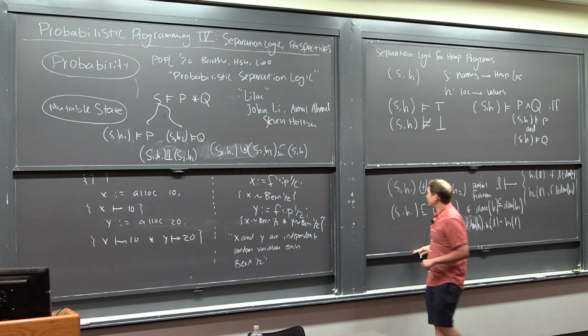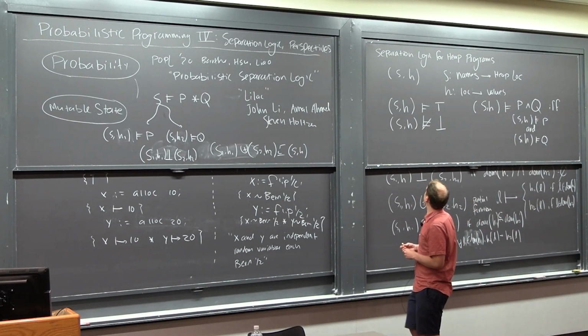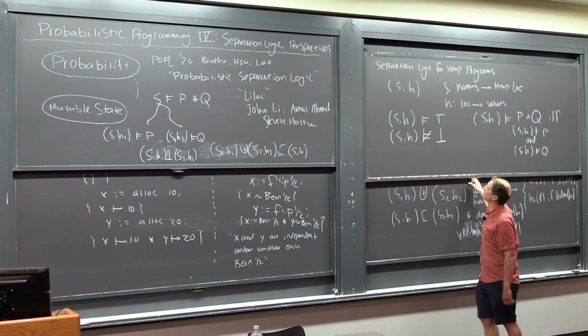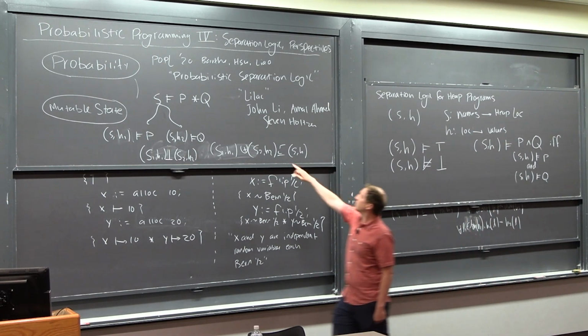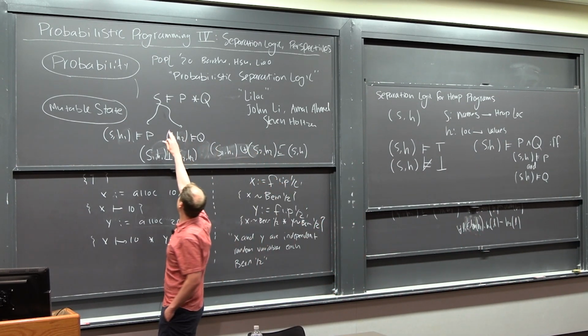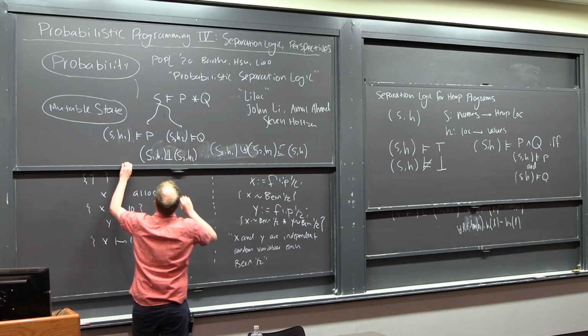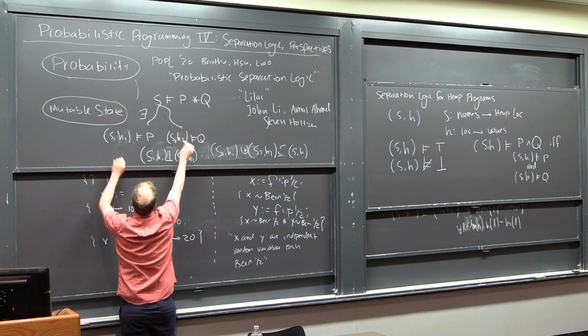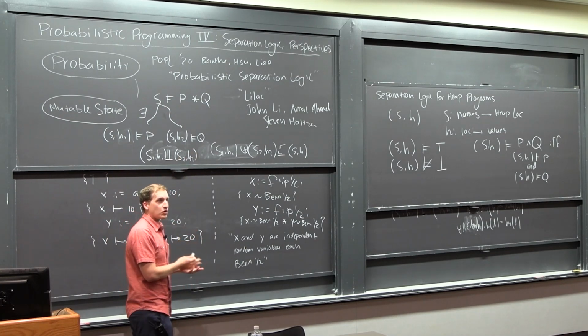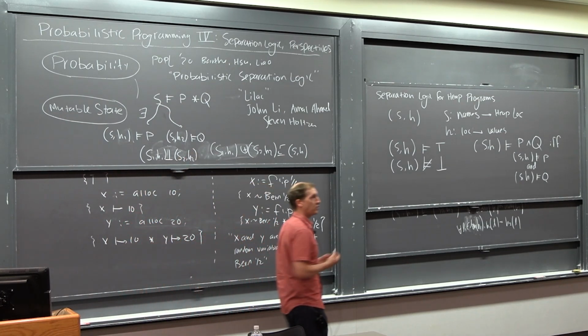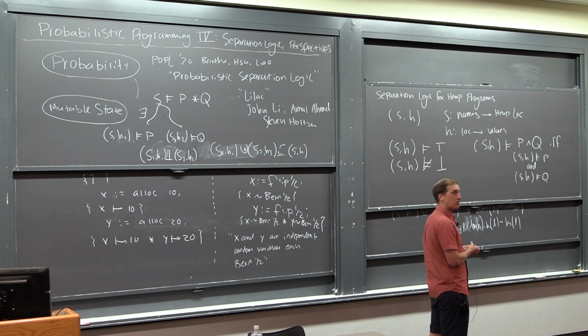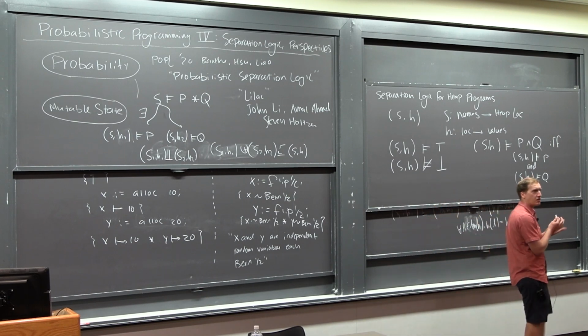Okay. So these things together give an interpretation for star, which I've already written over here. It says that S models P star Q if there exists some decomposition into two pieces that satisfy this requirement, so that I can combine them to get back the full picture. Any questions? This is your whirlwind semantics of separation logic tour.